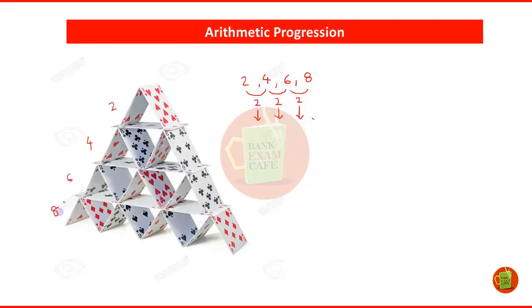If you go from the bottom side, you will see that it is decreasing: 8, 6, 4, 2. So there is a decrease of -2, -2 and -2. This common difference is denoted by D, and it is called the common difference. This term is called the first term, and it is denoted by A. And this term is called the last term, and it is denoted by Tn.